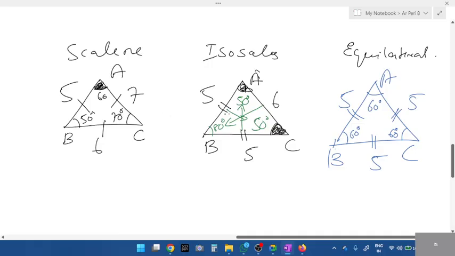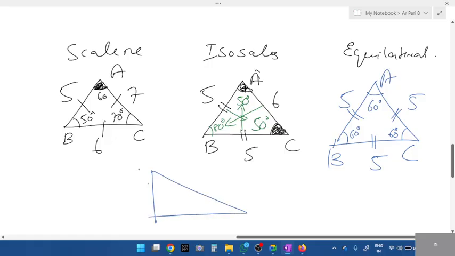Any doubts in scalene, isosceles, equilateral? No doubt, right? The last one is right angle, students. Right angle triangle. What do you mean by right angle? Do you know what is right angle? In a right angle triangle, any one angle will be equal to 90 degrees. Now, these are the four types of triangles: scalene, isosceles, equilateral, right angle. In detail, I'll explain when we start this chapter.